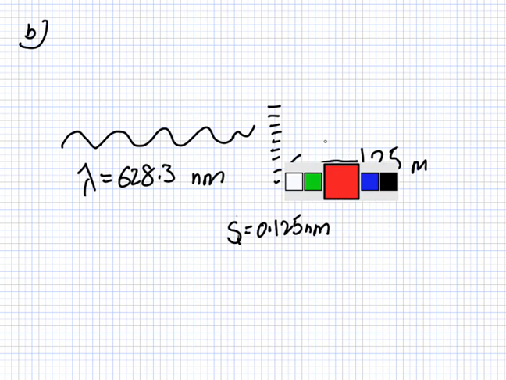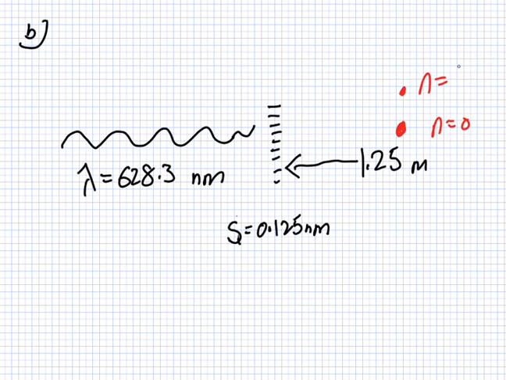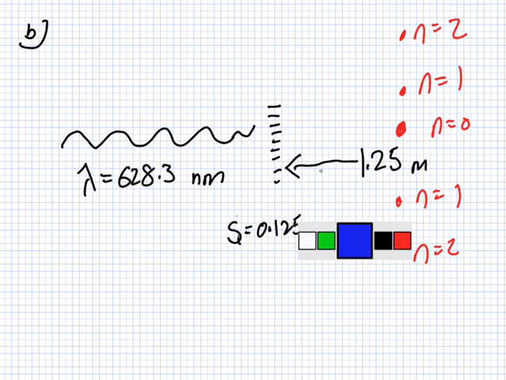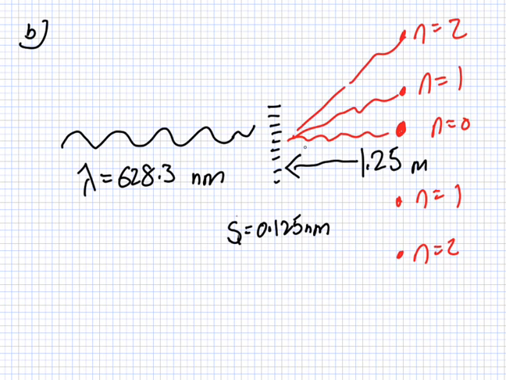And then what happens is this will go on the screen to make a dot here, n equals 0, a dot here, n equals 1, n equals 1, a dot here, n equals 2, n equals 2. Okay, and what's the question? What is the distance from the center? They want to know the distance to the fourth fringe.